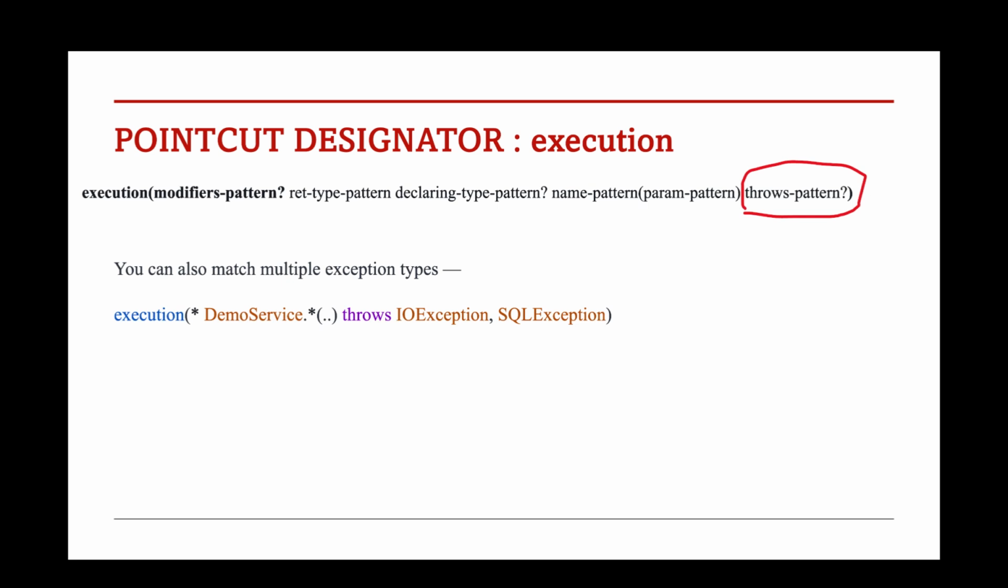Now, you are not limited to matching just one exception type. You can specify multiple exception types in the throws pattern. This expression matches any method in DemoService that declares both throws IOException and throws SQLException in its signature.